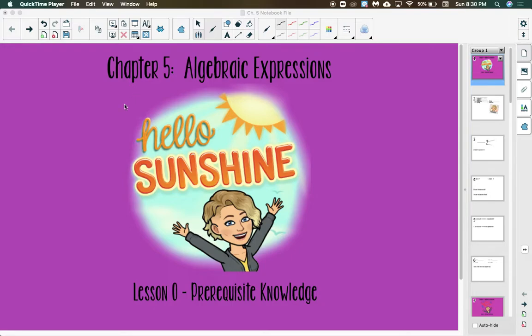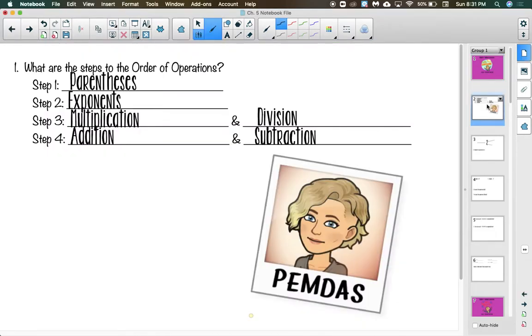All right, so here we are, ready to start chapter 5, all about algebraic expressions. This is our lesson 0 on prerequisite knowledge and the skills that we need to be successful in this chapter. So the reason there's a video for this lesson is because there is something new here that you need to see. So it's a little bit of review, a little bit of new stuff. Let's get started.